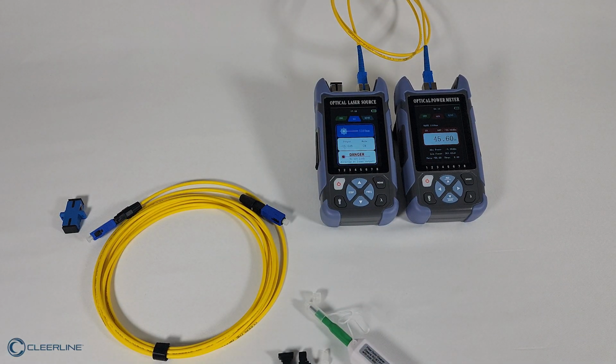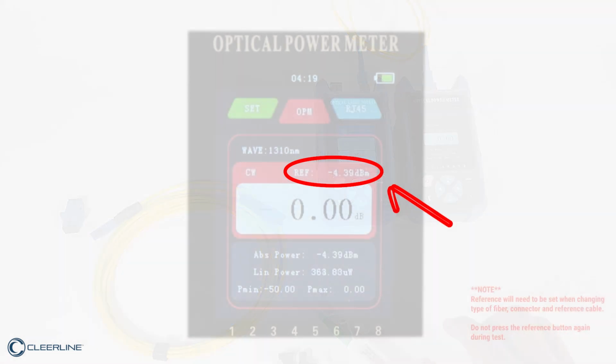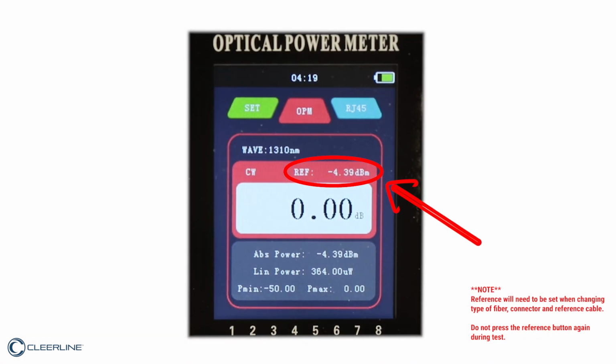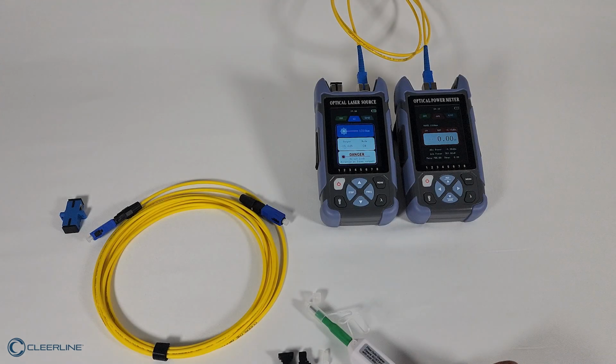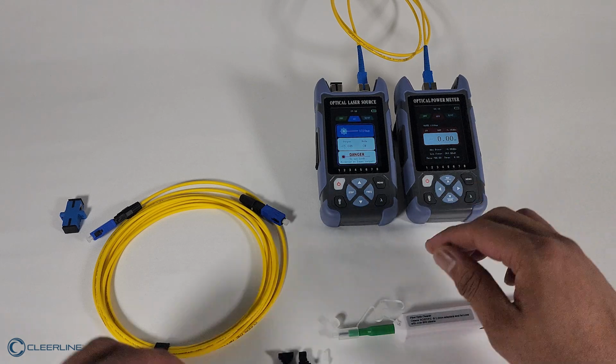Observe the loss reading on the OPM and set your reference. The reference will now be reflected here and a 0 value here. You are now ready to begin testing the cable.